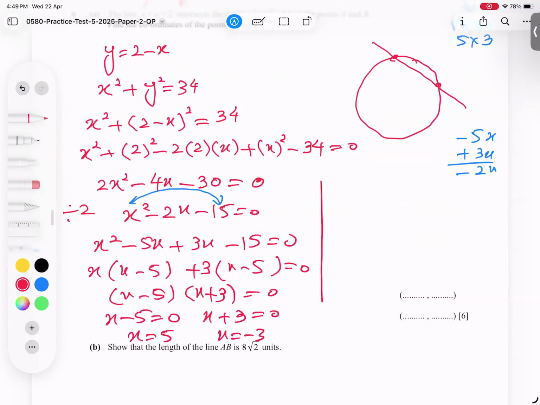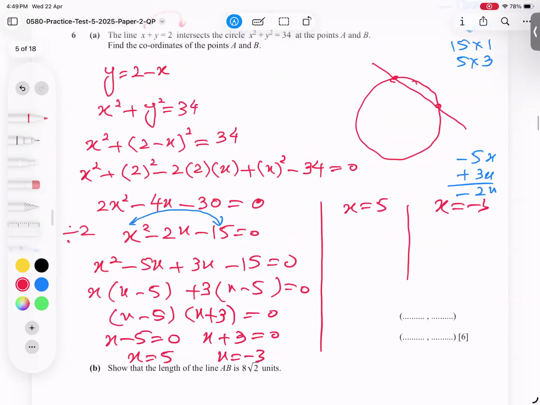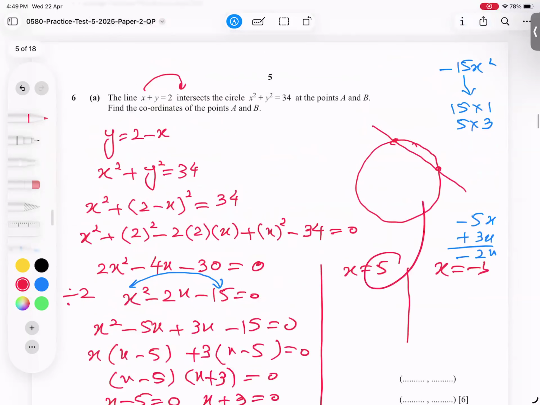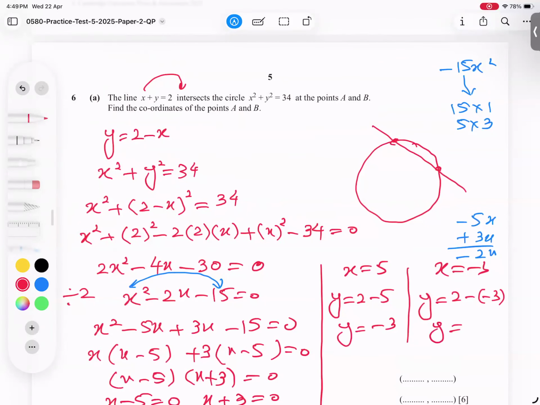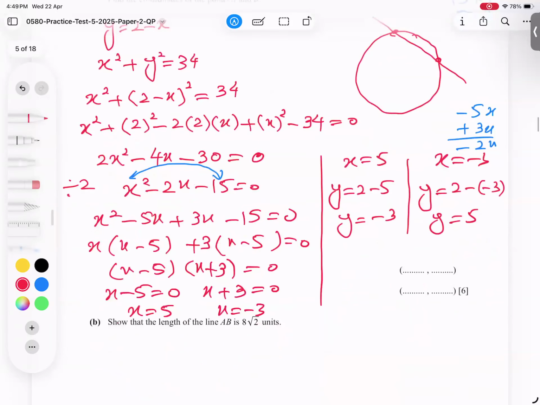Is the question over? Not at all, because we need to find y as well. So I'm writing both x values, students, and plugging them into the top equation. This 5, I'm going to plug in here. So I'm writing y equals 2 minus 5 and y equals 2 minus negative 3. So here I got negative 3 and here I got a positive 5. So we have to write it in coordinate form.